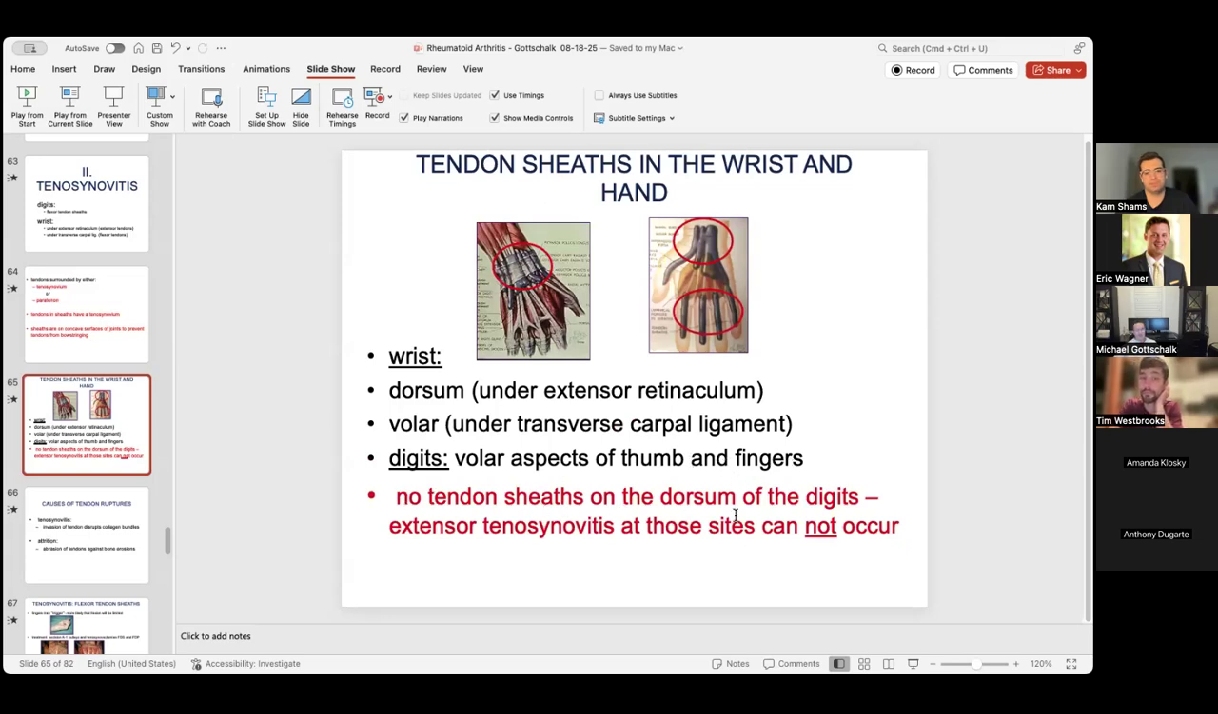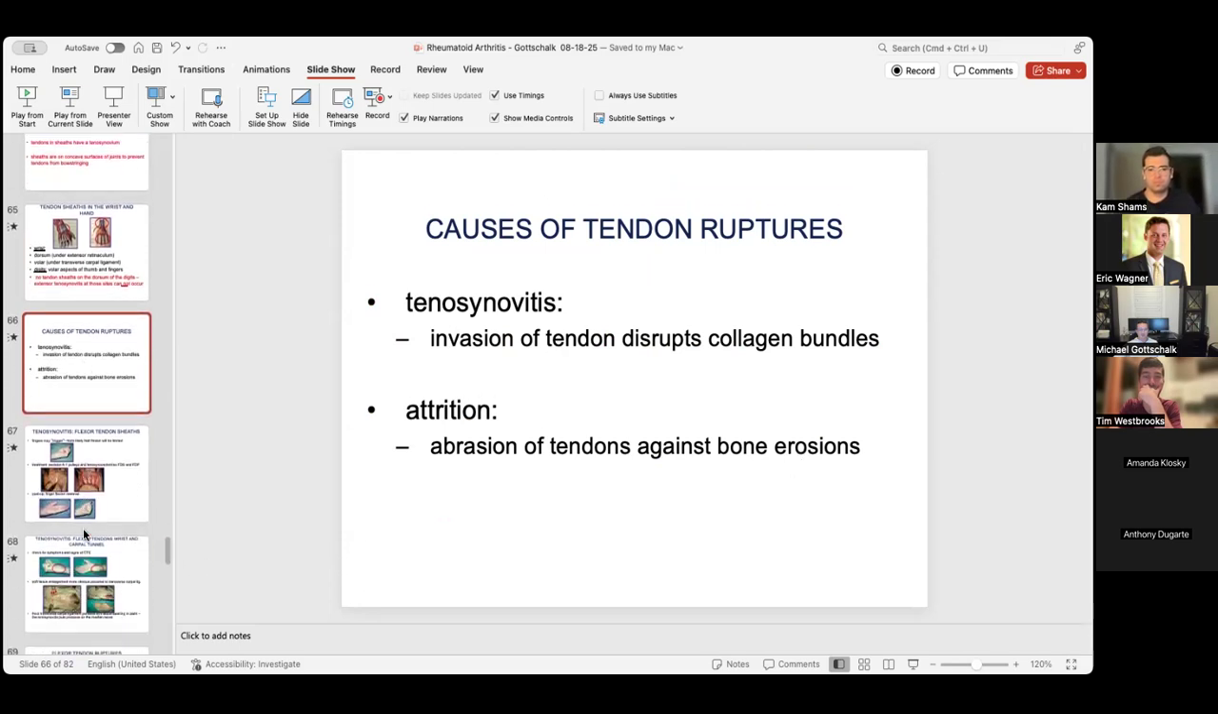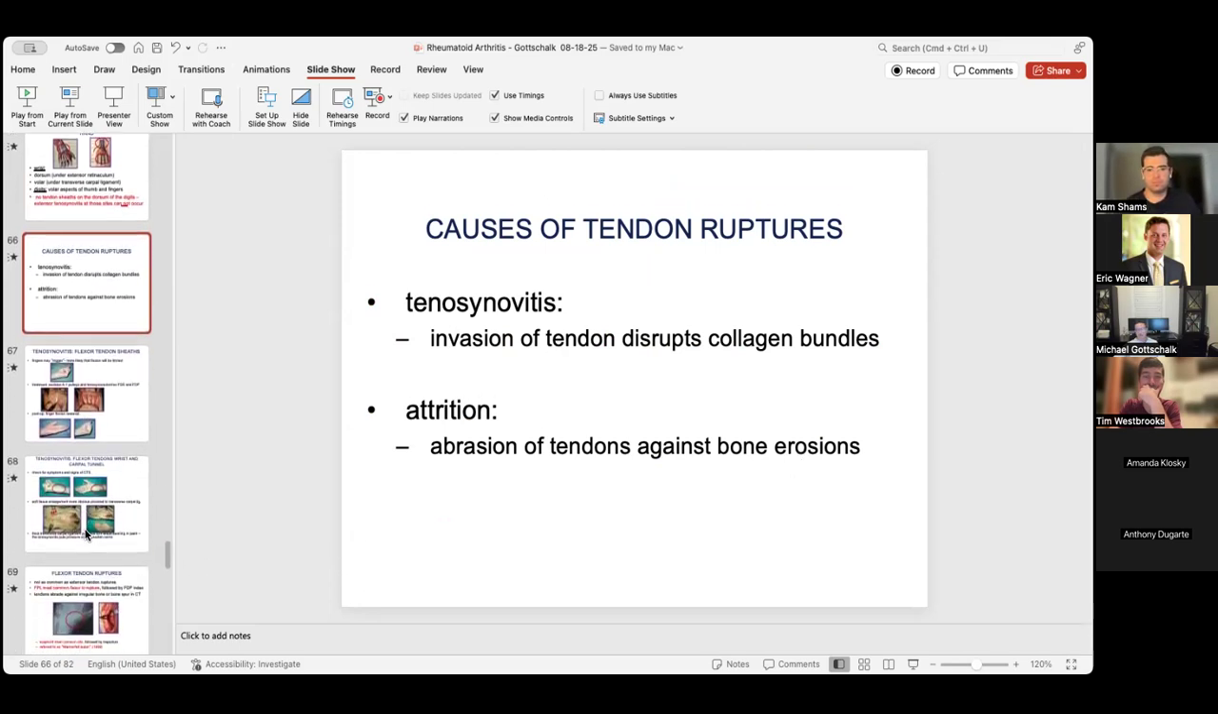There's no tendon sheaths on the dorsum of the digits, which is why you don't see extensor tenosynovitis at those sites, meaning you can't get it on the dorsum of the fingers. It doesn't exist, right? Because there's no sheath there. So causes, as I mentioned, causes of tendon ruptures can be anything from tenosynovitis, where it's a direct invasion of the tendon, or attrition, where it's abrasion of the tendons against bone or erosions because of joint malalignment or issues.